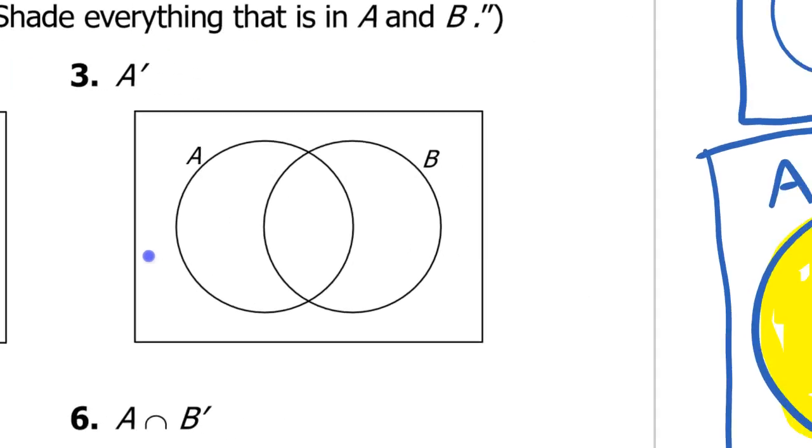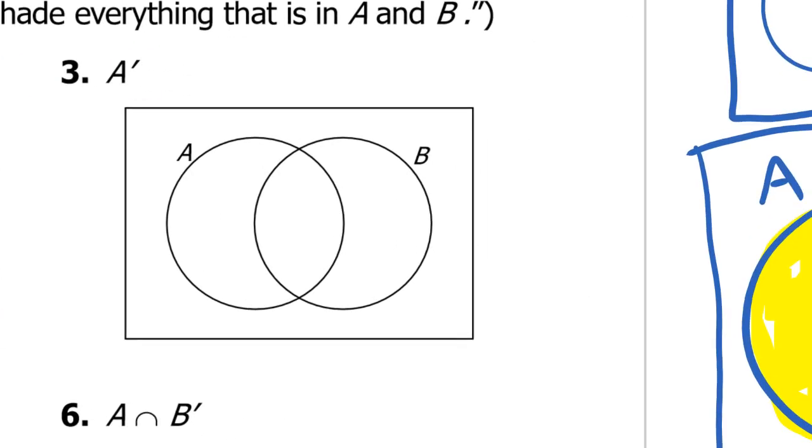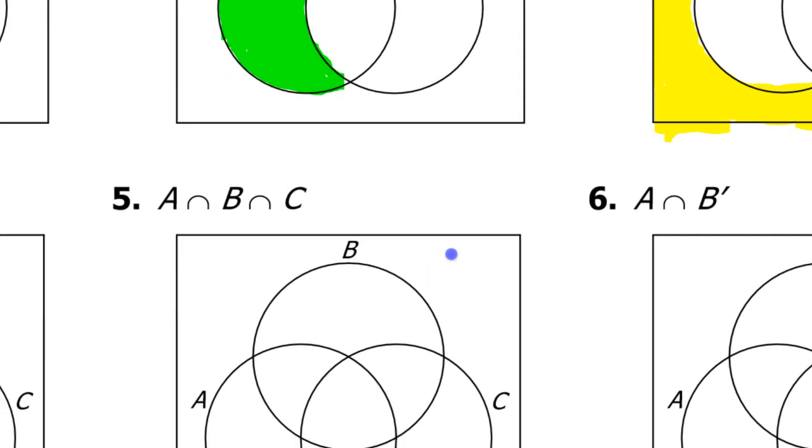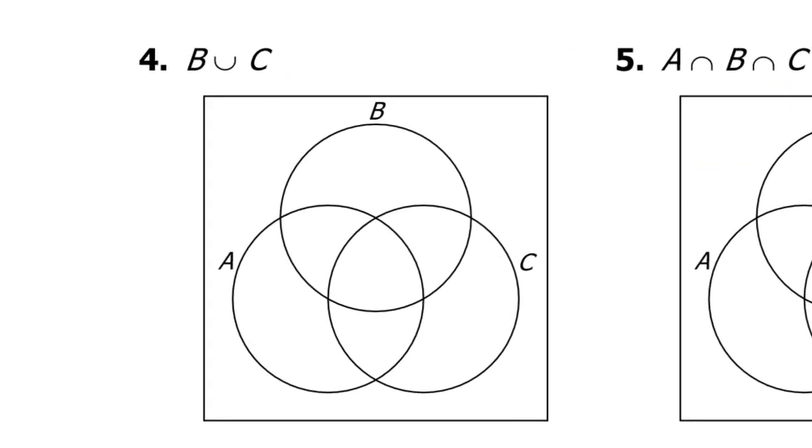So looking at problem number 3. This is simply the complement of A. So that means we want everything that is not in A. That's what this means. So that means we're just going to be simply shading in everything that's outside of A. So here I've shaded in everything that is not in A. Okay, how about problem number 4?